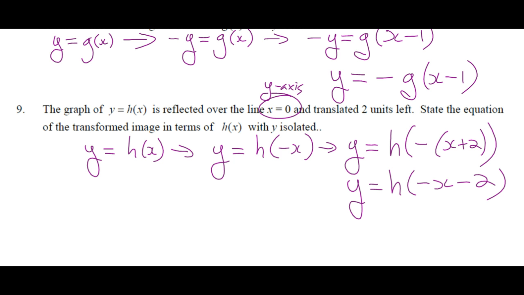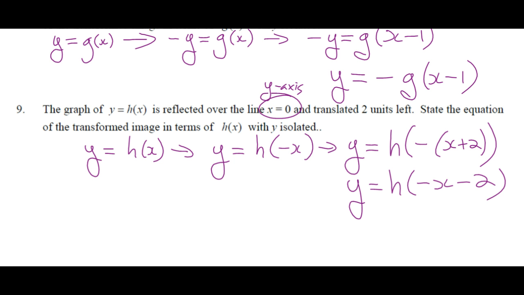Okay, so we replace x with negative x. Fine, everywhere I see an x, I now write a negative x. Then what? I want to translate it 2 units left. Okay, 2 units left, good, easy. That's like so last week. x is replaced by x plus 2. You see the x? Put it in brackets, replace it with x plus 2. Now the final step could be, I see negative x minus 2.